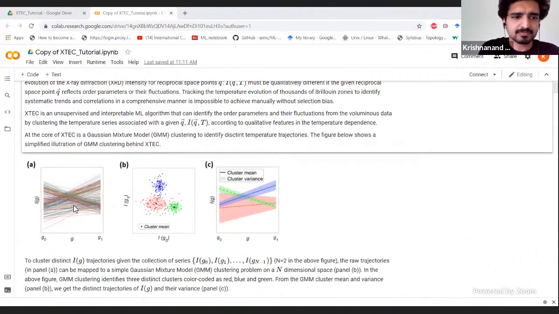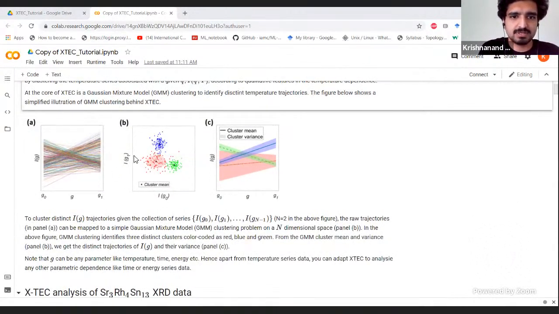Now here is an illustration of a simple situation where you have the intensity as a function of a parameter, and suppose you know this value at 2 points, or in general n points, n is 2 in this figure. You can see that there are certain trajectories, and to find out what the distinct trajectories are, you can map this into a Gaussian mixture model problem.